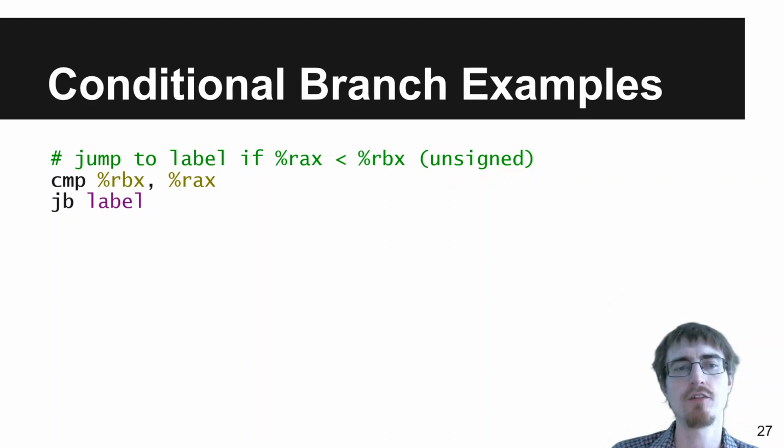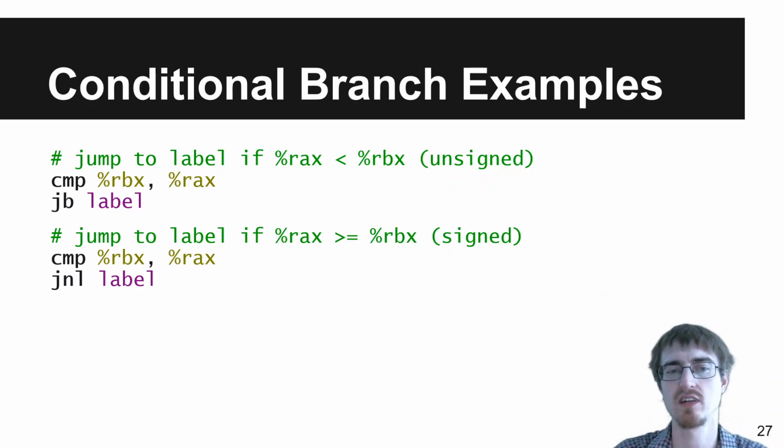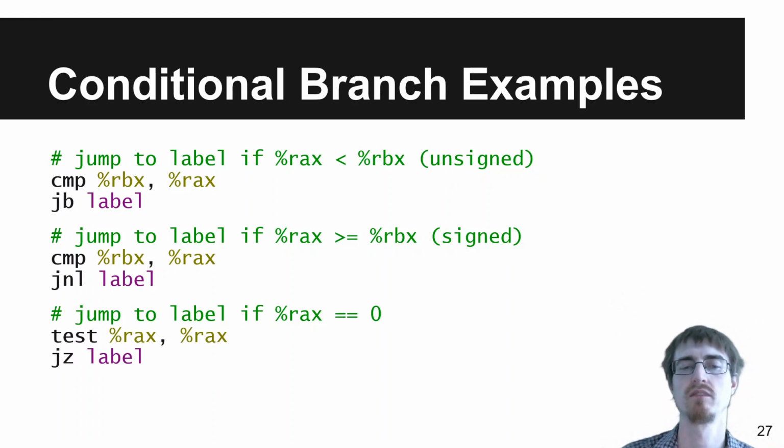So if we jump below, it means that we perform an unsigned comparison. And in this case, because of below, we check whether RAX is smaller than RBX. Remember that we were subtracting RBX from RAX, which is why the order is like this. Next one, jump not less. Jumps if RAX is greater than or equal to RBX. And these are the signed ones.